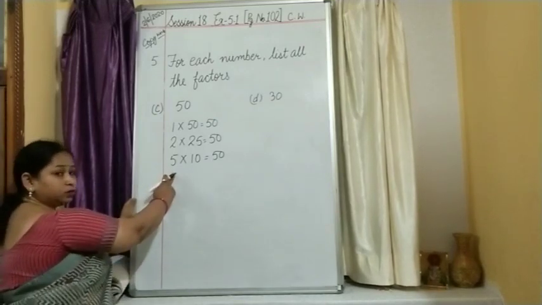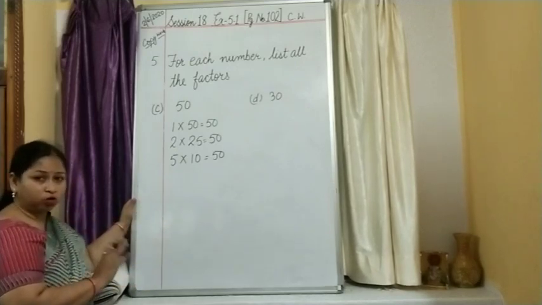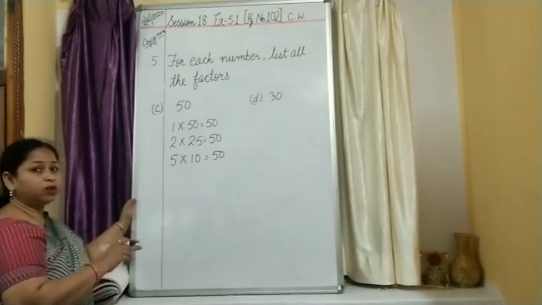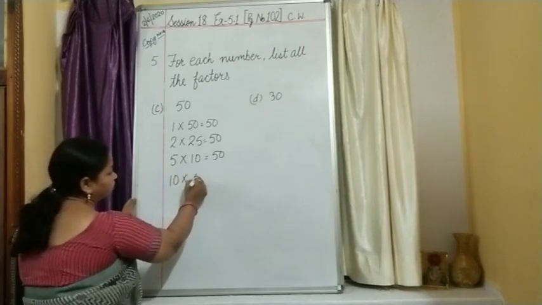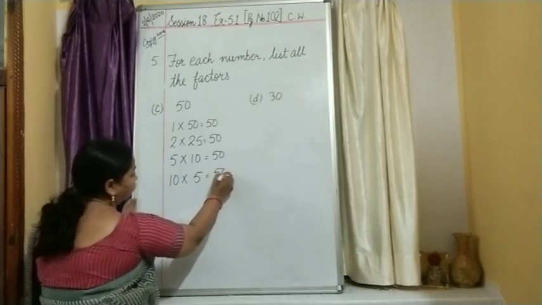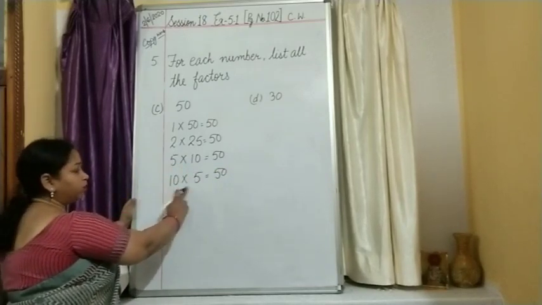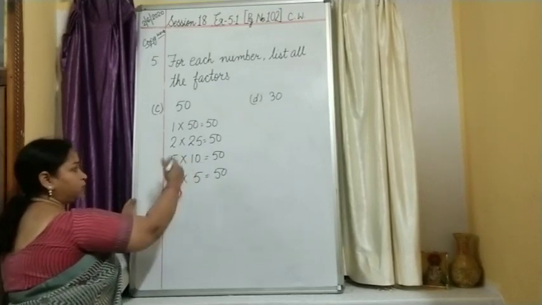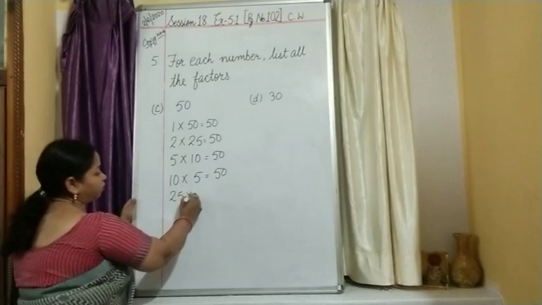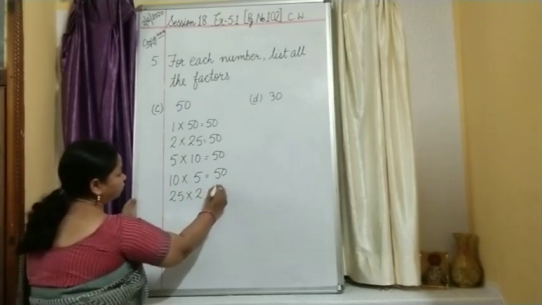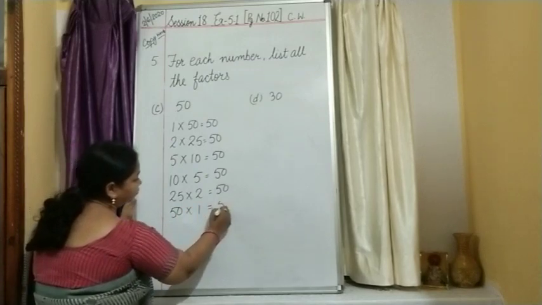Then 6, do you have 50? No. 7, no. 8, no. 9, no. Then what? 10. Yes, children, this is the turning point and you have to take a U-turn. 5 tens are 50, 10 fives are 50. The moment you get such a type, you can turn over and then move to the next one. 25 multiplied by 2, you will get 50. Then 50 multiplied by 1, you will get 50.